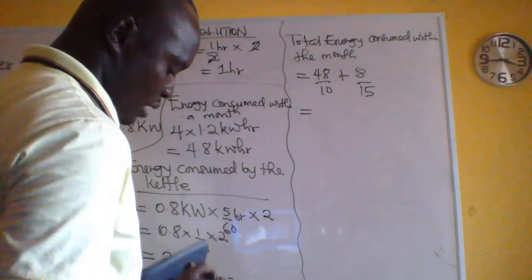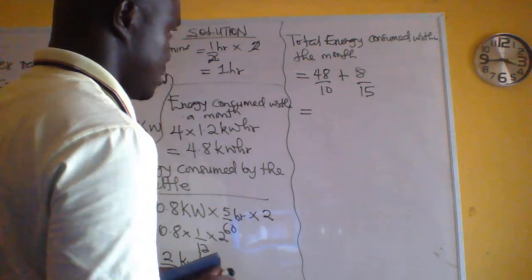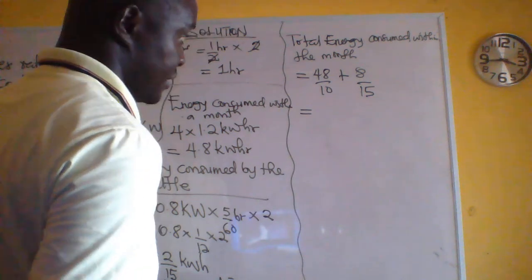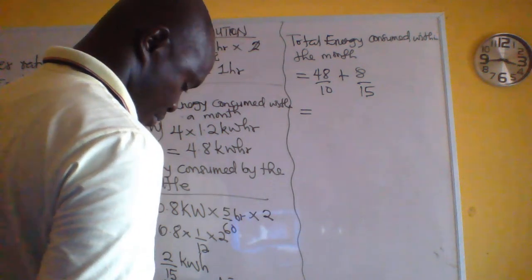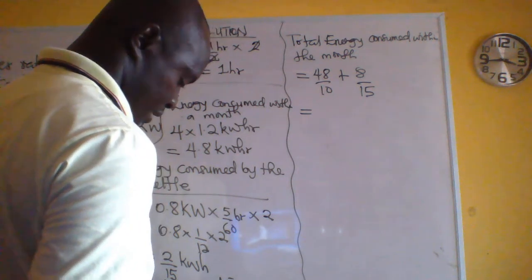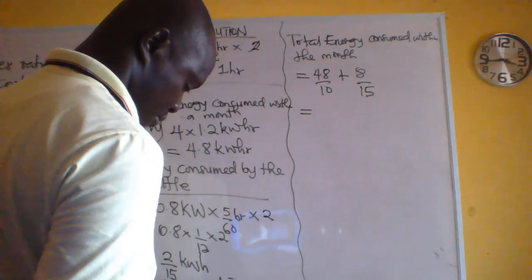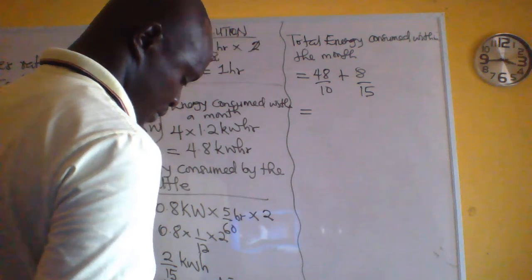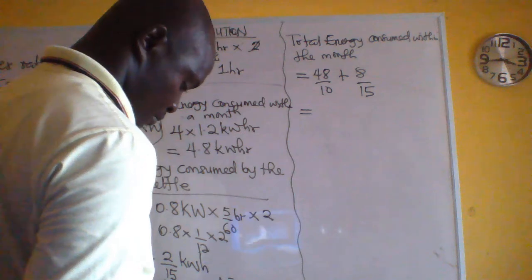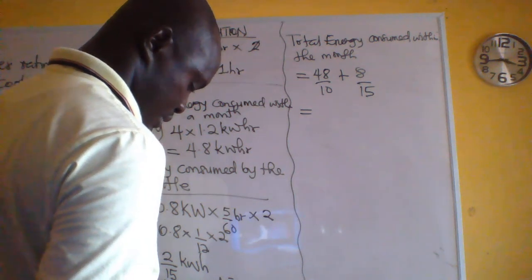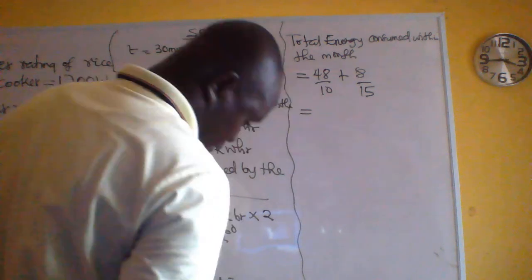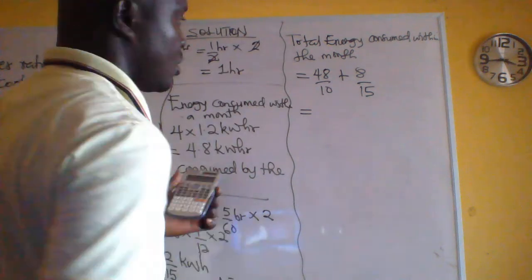So when you total everything, this 8 on 15 plus 4.8, we have a total of 16 on 3 kilowatt hour.